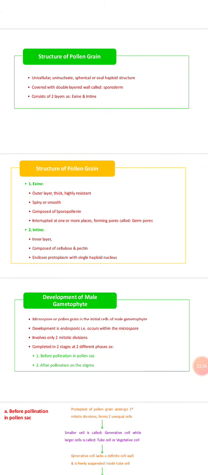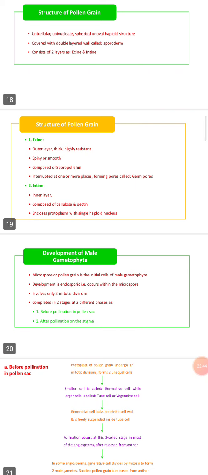It consists of 2 different layers. The outermost layer is the exine. The innermost layer is the intine. Okay, so let us see the exine.